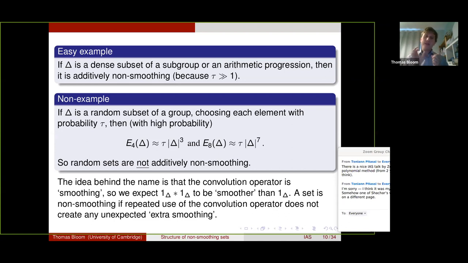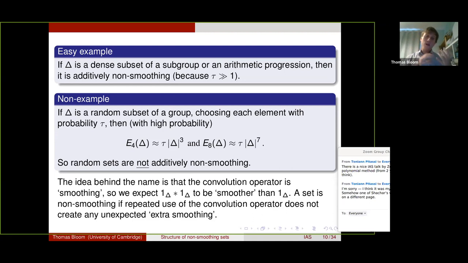This is why random sets are not additively non-smoothing, because they do smooth out eventually. If I take a random set and I add it to itself, and I keep doing that, eventually I'm going to fill out the whole group pretty quickly, in fact. And as soon as I've done that, the fourfold sum set is much more structured than the set I started with. That might not happen immediately, but it will happen eventually some way down the road.